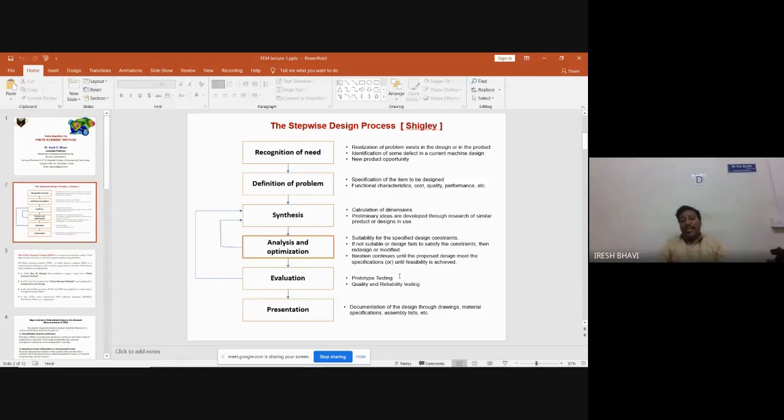Suppose you are doing crash testing. After doing the crash test, what happens? Whether the car is reusable? No, it will become scrap only. Means what? After the prototype testing, the material will become scrap and it cannot be reused. So suppose in prototype testing you come to know that there is some problem, what will they do? They will send it back again for redesigning, that is for synthesis.